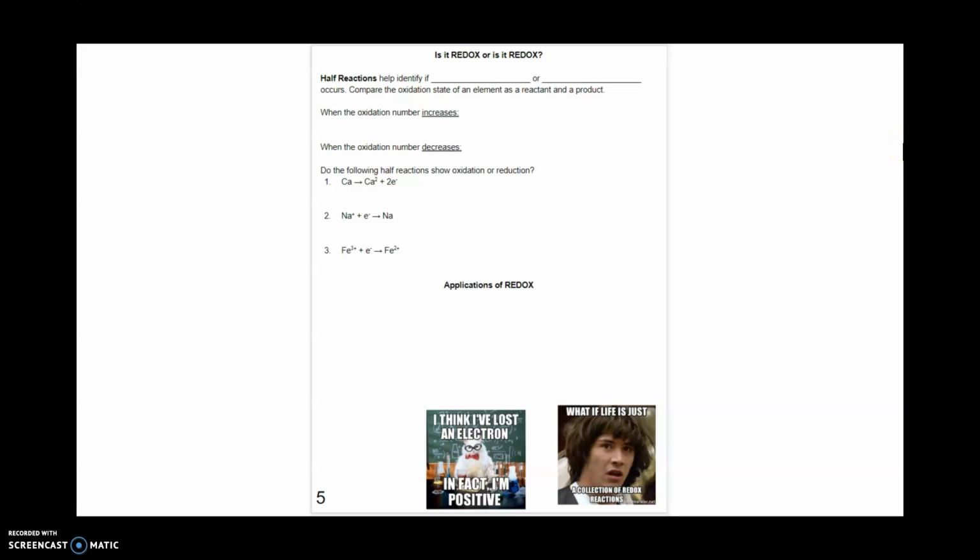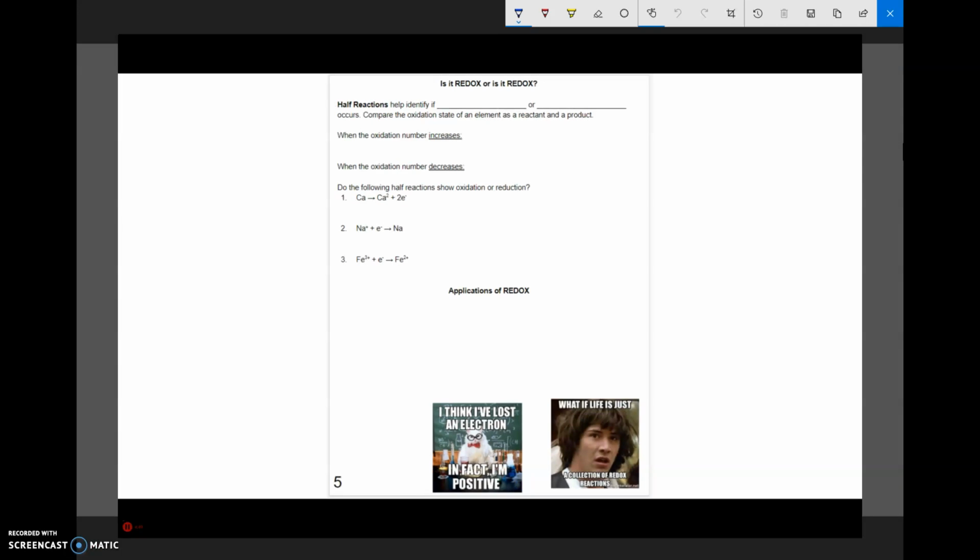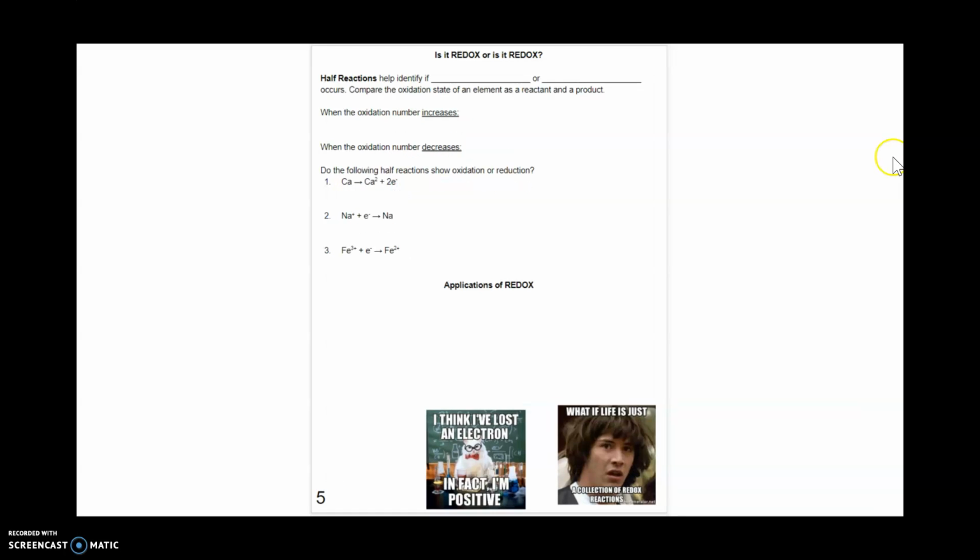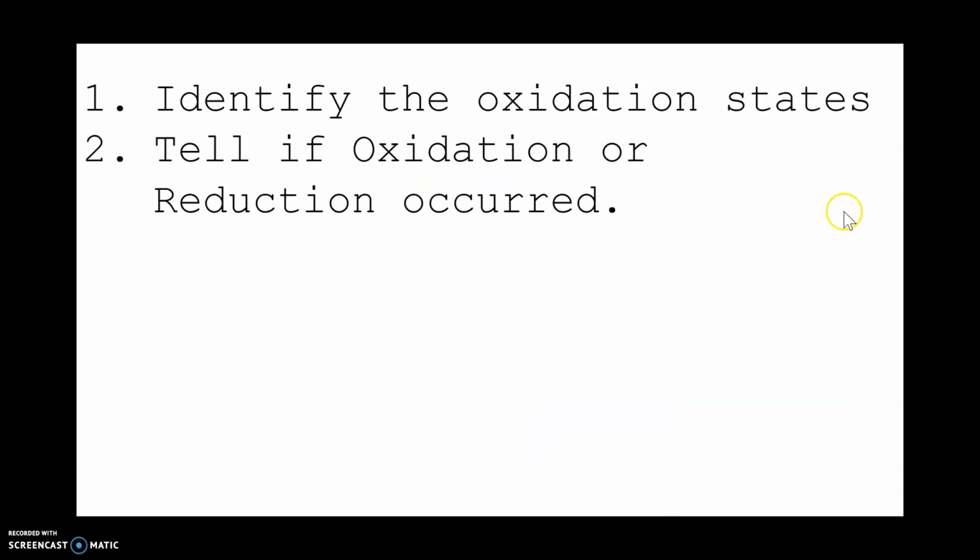Okay, so again, when the oxidation number increases, that's when we're going from, for example, an A to an A positive. This shows oxidation. When the oxidation number decreases, like B plus going to a B, this shows reduction. Okay, let's do a few more examples. Let's do examples 1, 2, and 3 on this page. Okay, we're going to identify the oxidation states and then tell if oxidation or reduction has occurred.